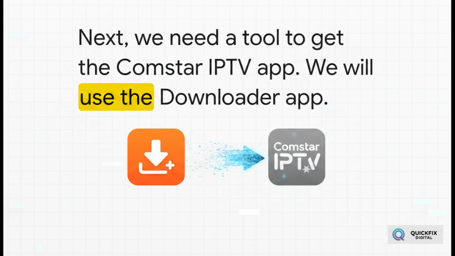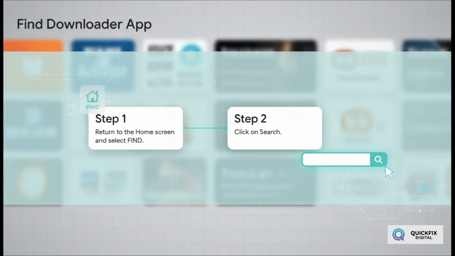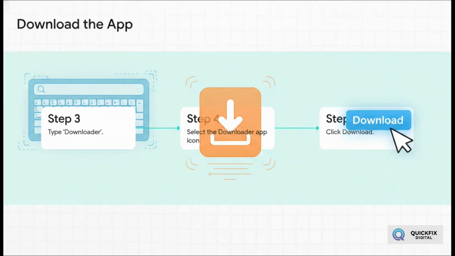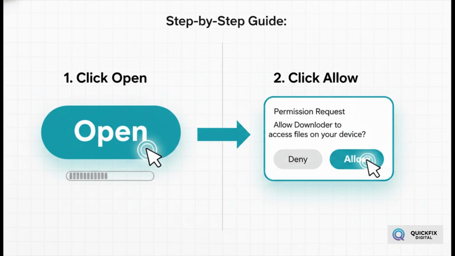Okay, part 2. Now we need a special tool called the Downloader app to get Comstar. Head back to your home screen, go over to the Find menu, and then click on Search. Just type Downloader, find that bright orange icon and hit the download button to install it. Once it's done, open it up. It's going to ask for permission, so just make sure you click Allow.